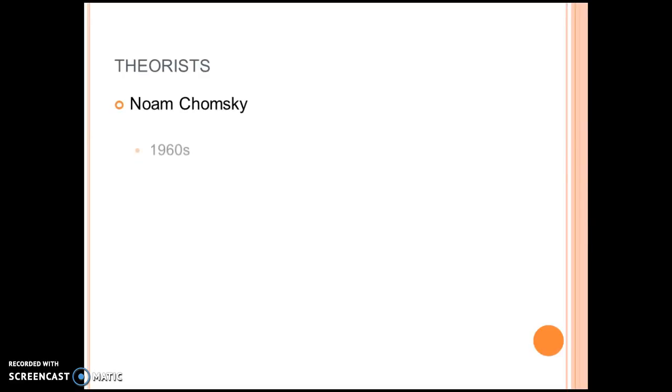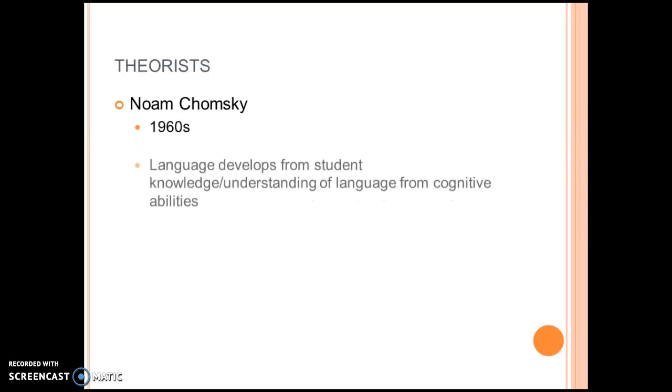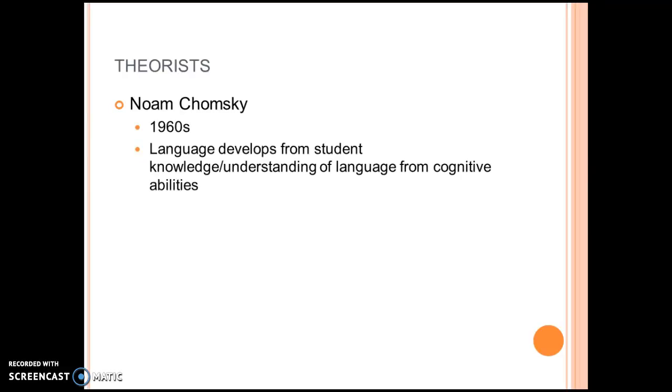Now to look at theorists, alright, we've got Noam Chomsky. He was around in the 1960s, and he thinks that language develops from students' understanding of language and from cognitive abilities, alright? You have to have a basis, is what he's saying. And so, when it comes to our students, we want to make sure that they've had this vocabulary so they can build on it, and build on their cognitive abilities. The student knows, let's say, lapis, a pencil in Spanish. If they know lapis, you can compare that to pencil in English and help them put two and two together.